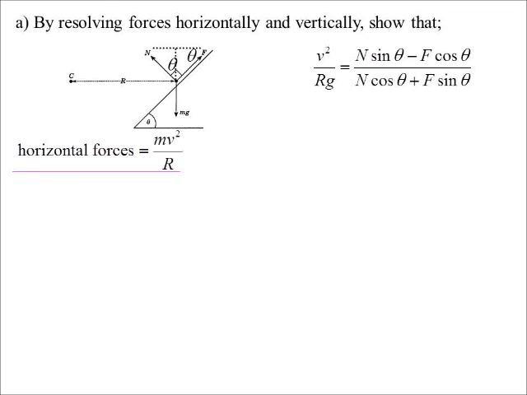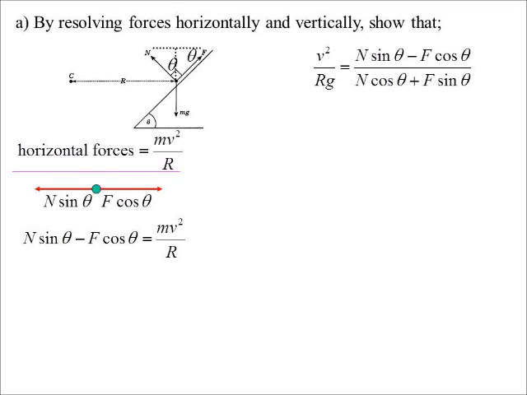Okay, horizontal force, still circular motion, so it all sums to be mv squared on r. Let's draw them in. We have a component of the normal force going to the left, and that'll be n sine theta, and a component of the friction going to the right. As far as this diagram is concerned, it's to the right anyway. So that'll be f cos theta. We know they will add together to give mv squared on r. So we have n sine theta minus f cos theta is mv squared on r.